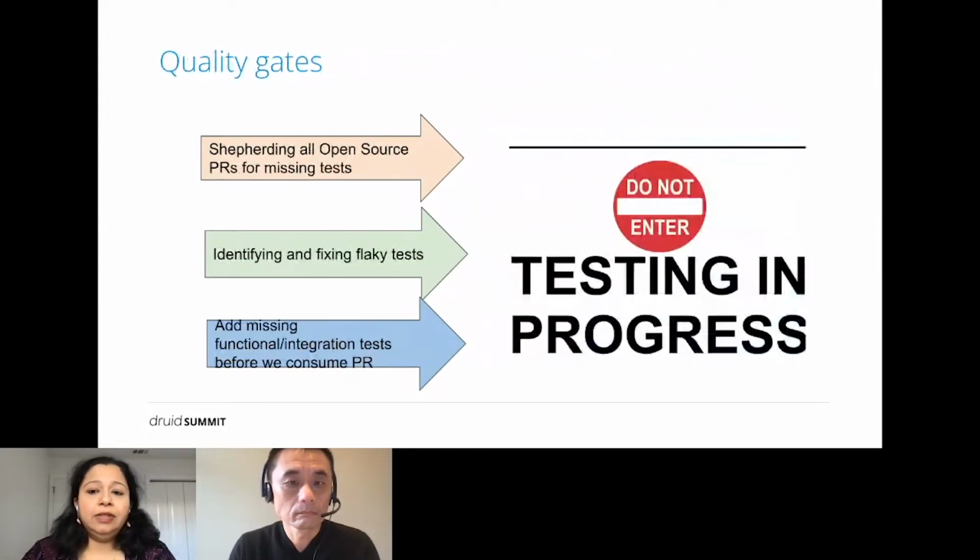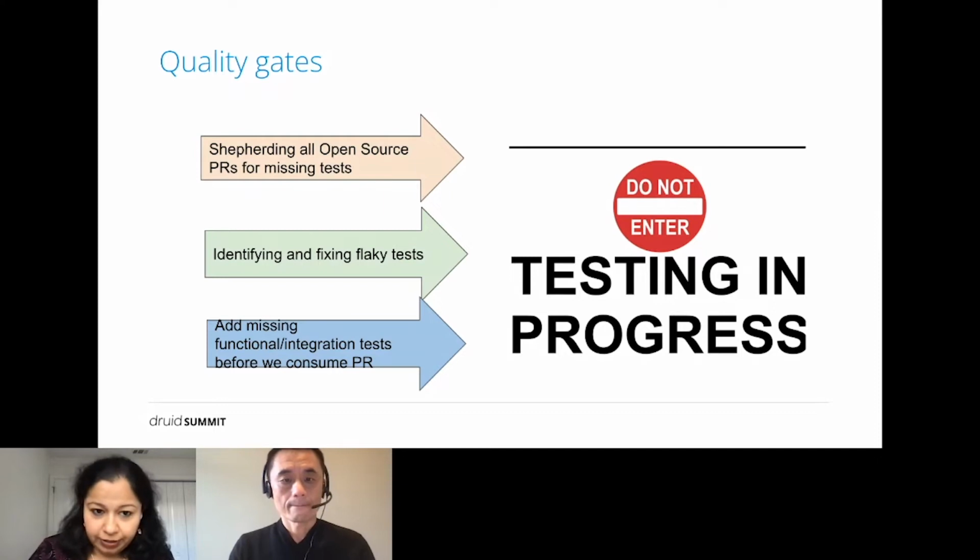The next one I want to talk about is the quality gates. Yes, we have the open source commits coming in. So what is the role of the quality team in all this, right? As part of our release process, we have a monthly release cadence, and the QA team shepherds all the PRs from the open source software, specifically for two things: the coverage of unit tests and the coverage of integration tests.